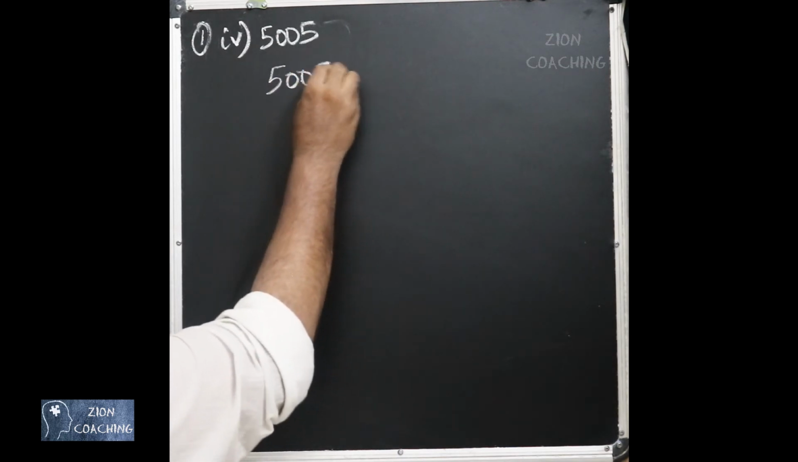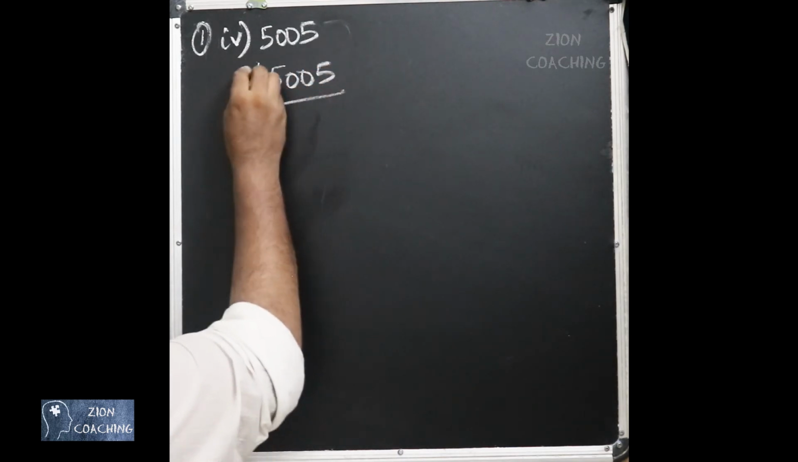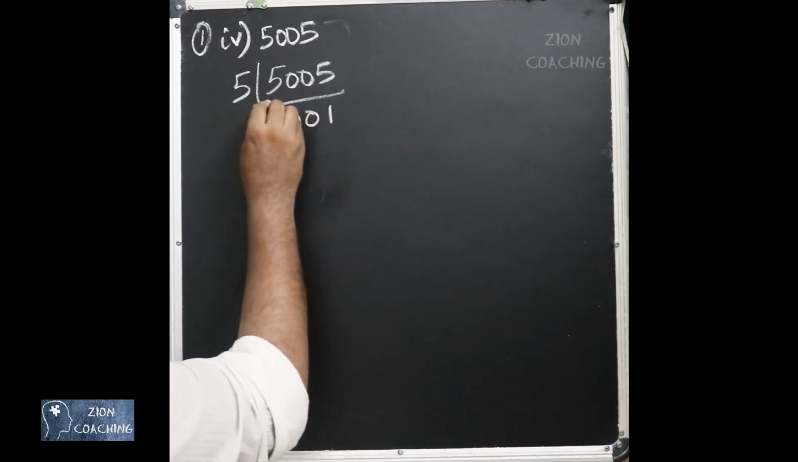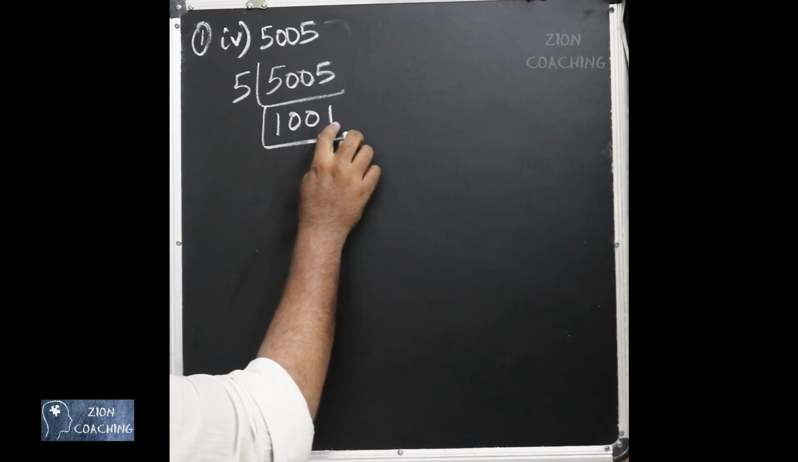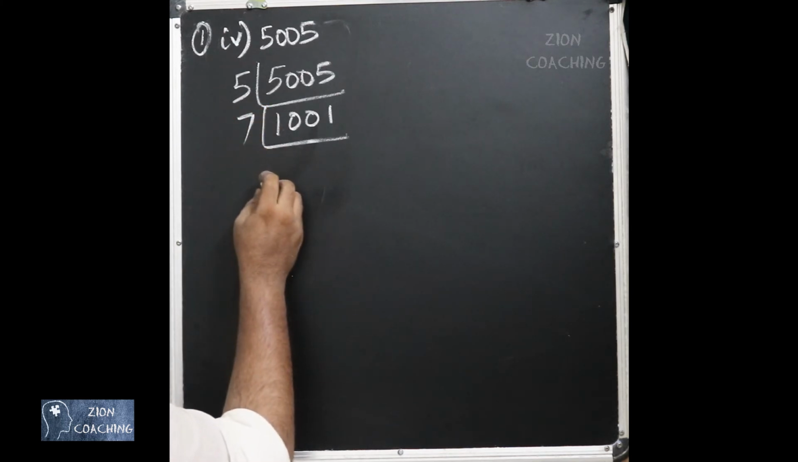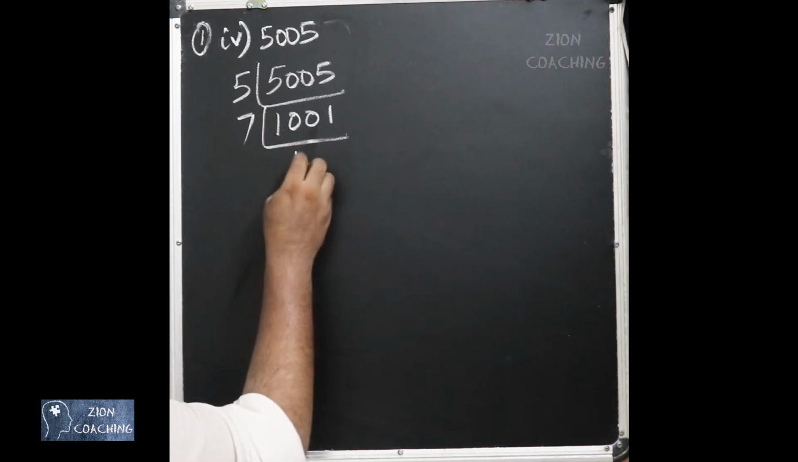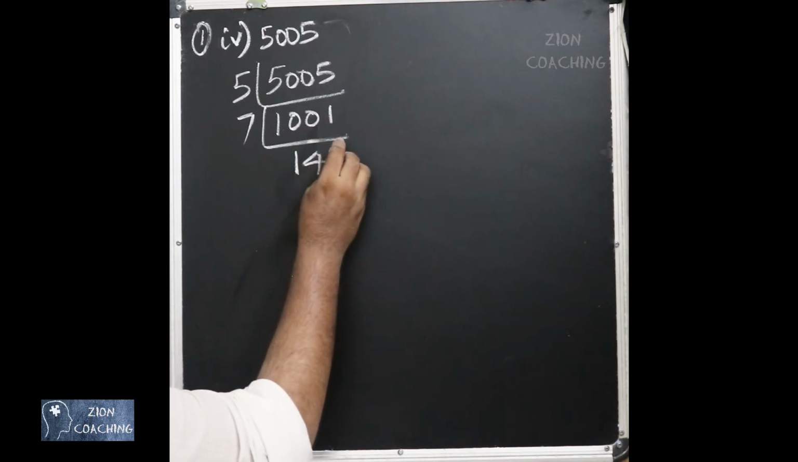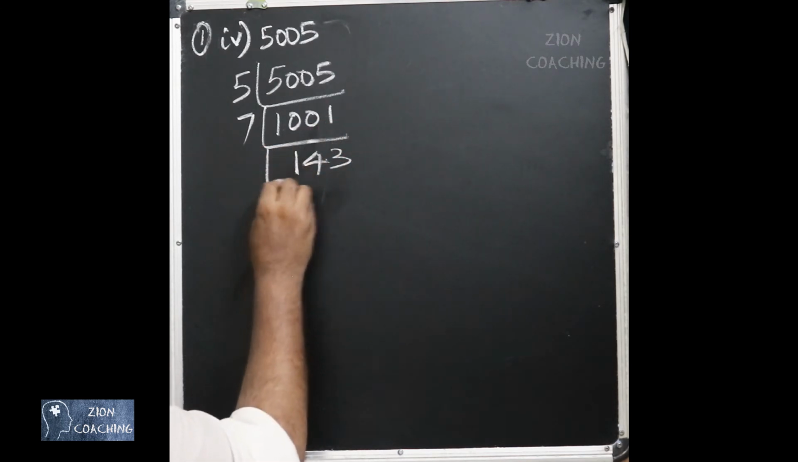The number is ending with 5, so it is divisible by 5. So we will have 1001. The number is not ending with 5. It is not divisible by 5, so we will go for the higher prime number 7. When you try with 7, 1 7 is 7, 30, 4 7s are 28, then 21, 143.